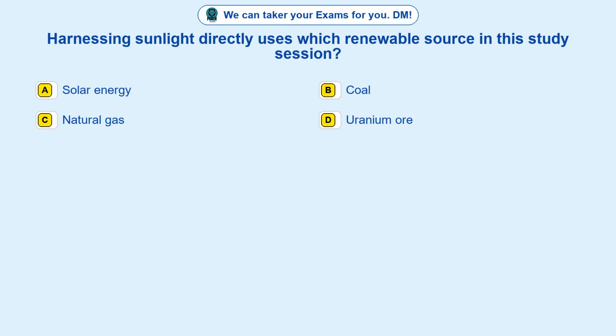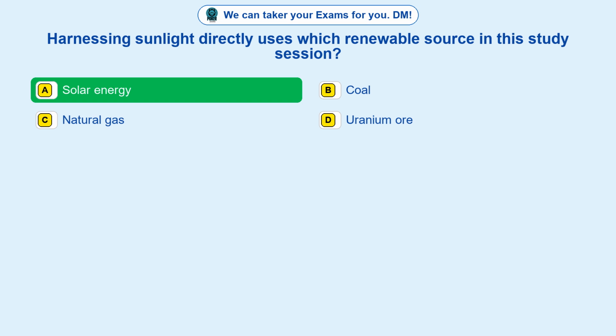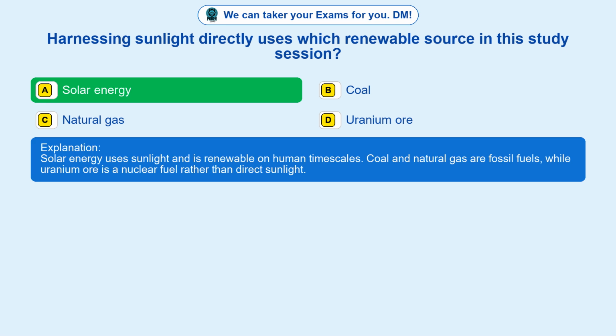Question 98. Harnessing sunlight directly uses which renewable source in this study session? Option A, solar energy. Option B, coal. Option C, natural gas. Option D, uranium ore. The correct answer is option A. Solar energy. Solar energy uses sunlight and is renewable on human time scales. Coal and natural gas are fossil fuels, while uranium ore is a nuclear fuel rather than direct sunlight.